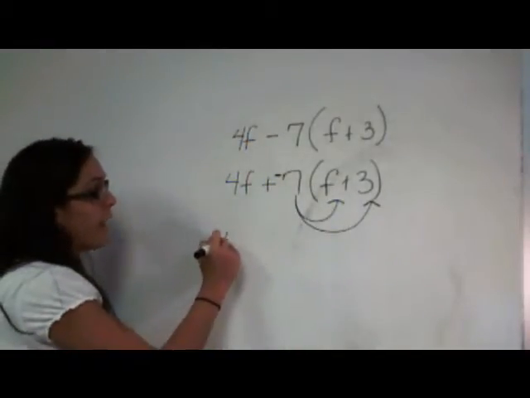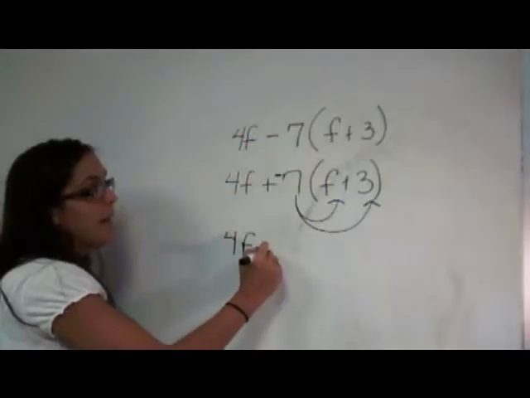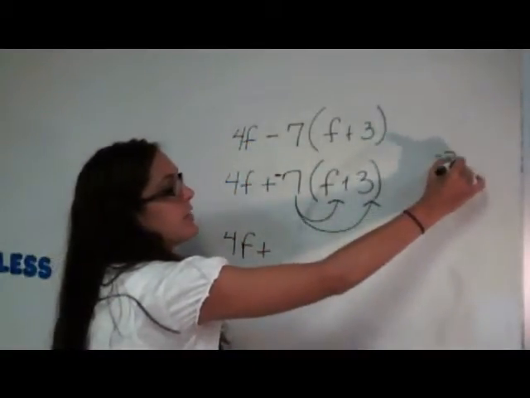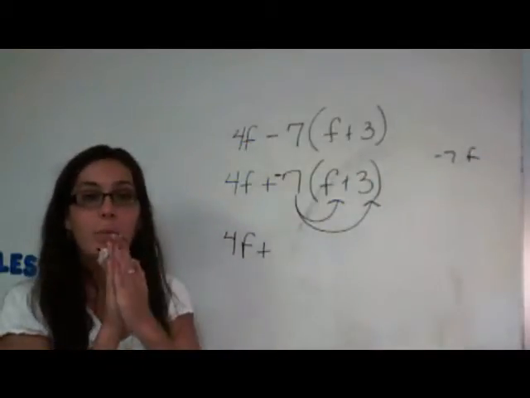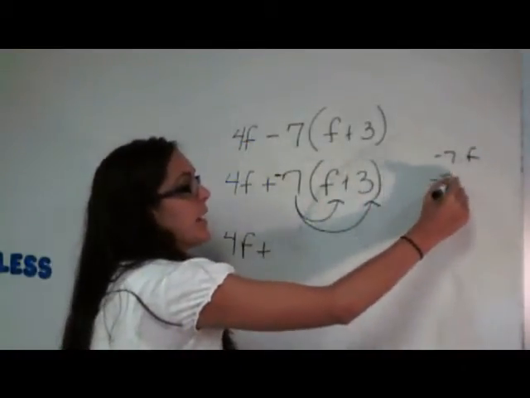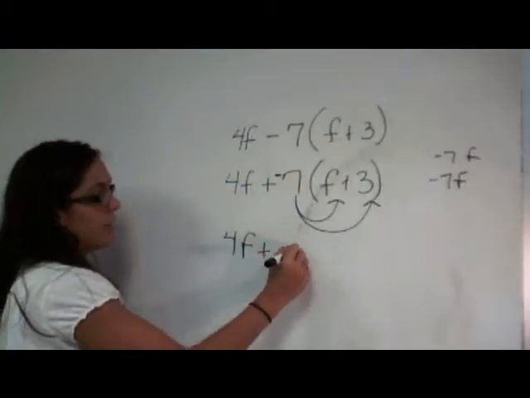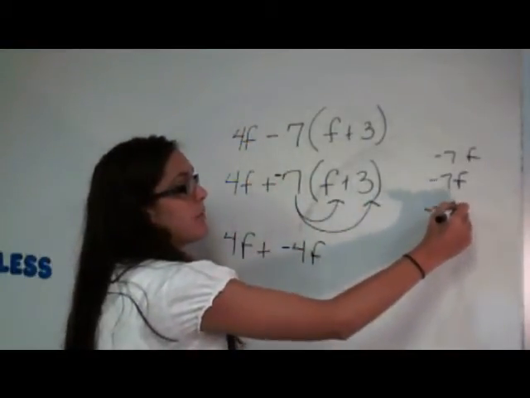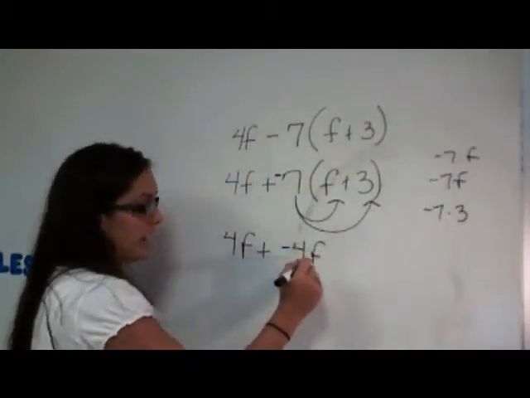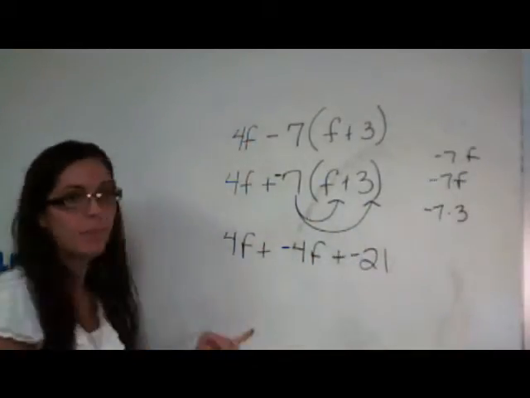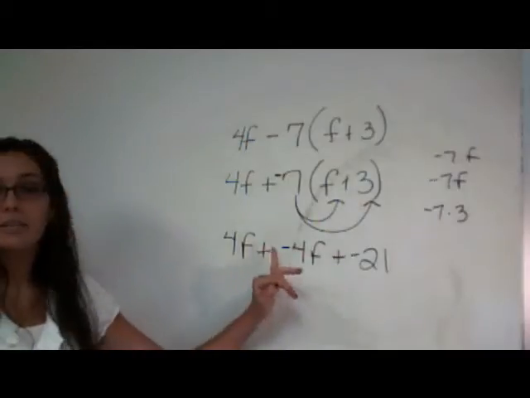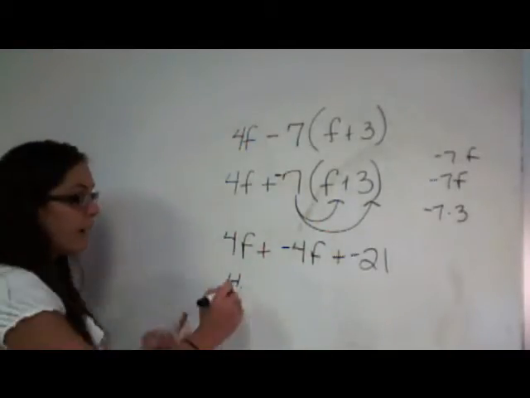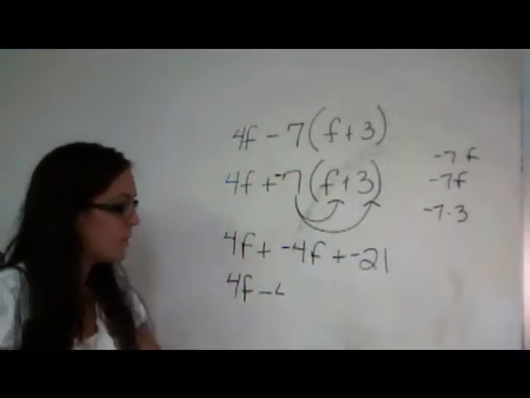So we have 4f plus a negative 7 times an f. If I put it off to the side, negative 7 times f. Whenever you have that, you're just going to put them together. So it's going to be negative 7f. And then you have a negative 7 times 3, which becomes a negative, so plus a negative 21. You don't have to have a plus a negative if you don't want to, kind of like our original problem had. We have 4f minus, ooh, that should be a 7f, sorry.